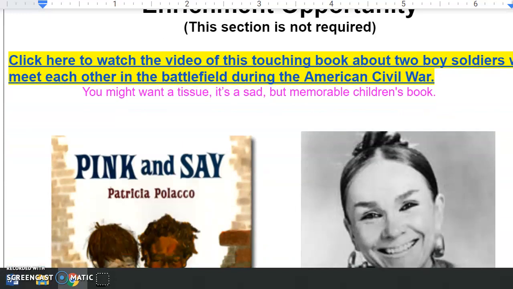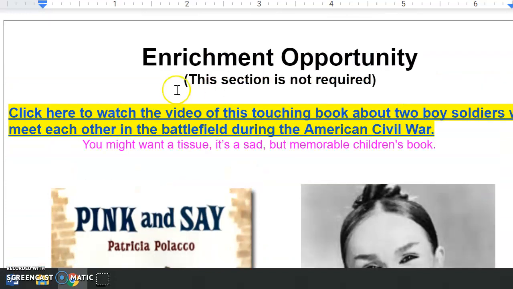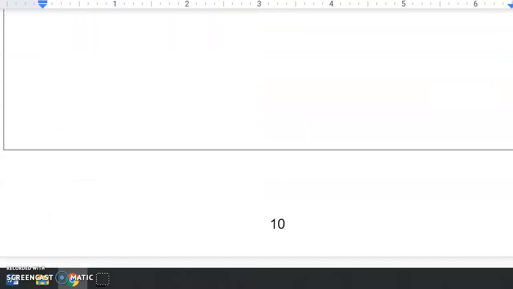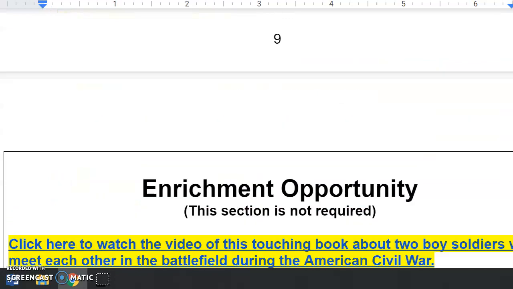And down here is an enrichment opportunity. See that it says this section is not required. You guys are not required to do it. But these enrichment opportunities give you more information about the assignment itself. Just extra stuff that is kind of interesting and you might want to look at. And that ends this lesson for this week.